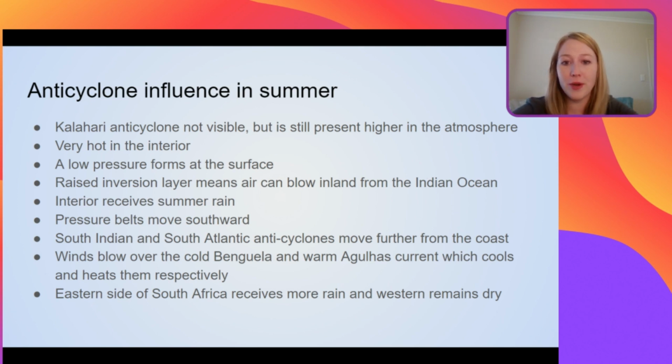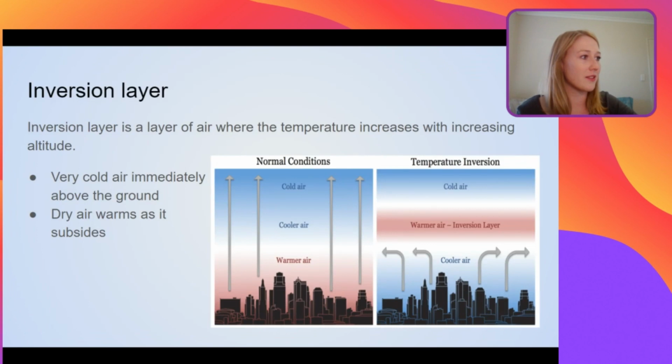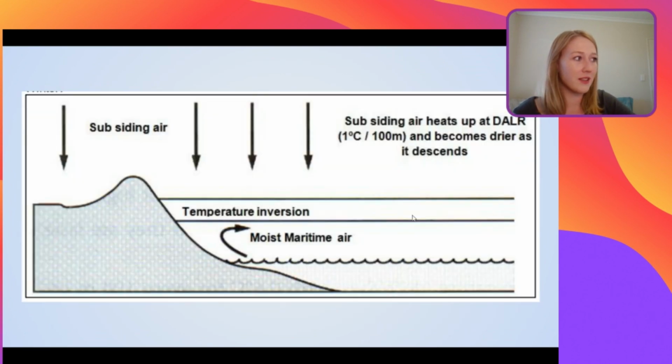Okay, so we have a low pressure that forms at the surface. Then it means that the inversion layer, that layer that was blocking the moisture from coming in, also rises up. It also gets lifted, and as it gets lifted, there's finally a gap for that moist air. When that gets lifted upwards, this air can blow up and inland. So finally, we get moisture from the ocean.